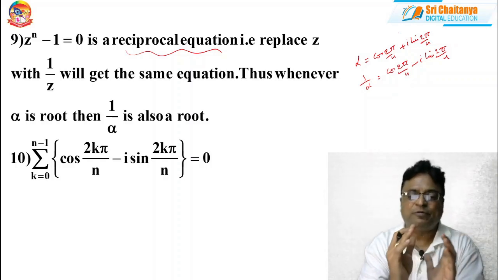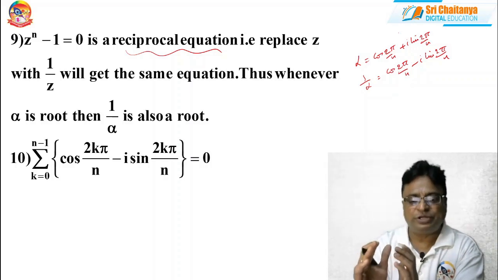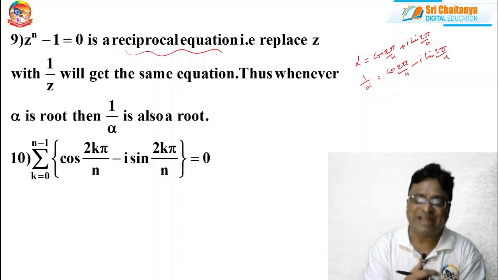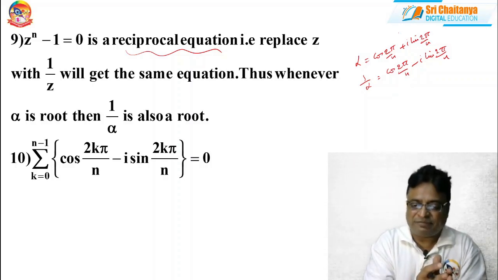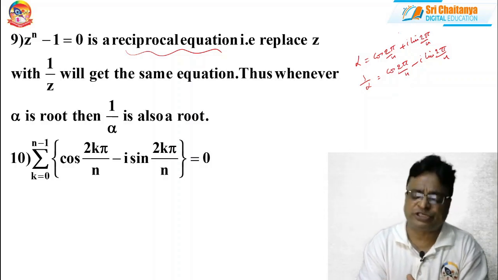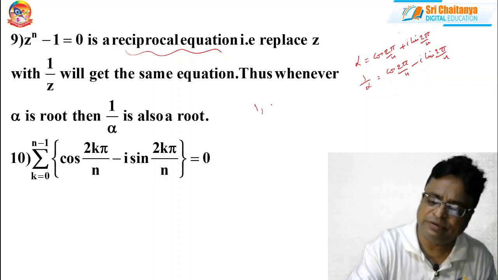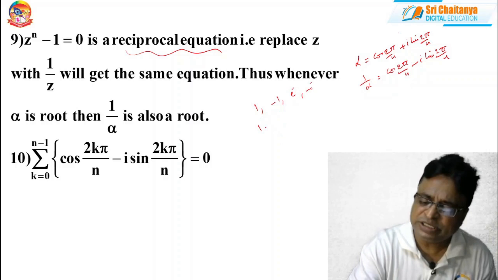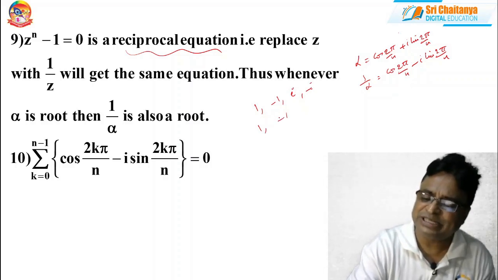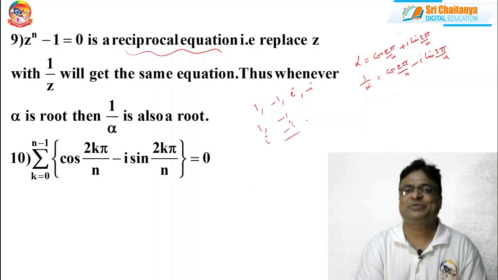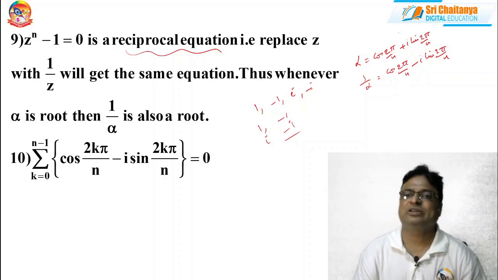So whenever cos 4 pi by n plus I sin 4 pi by n is a root, then cos 4 pi by n minus I sin 4 pi by n is also a root. For example, what are the fourth roots of unity? 1, minus 1, I, minus I. If 1 is a root, then automatically minus 1 is also a root. If I is a root, then automatically its reciprocal, that is minus I, is also a root. That's why, if alpha is a root, then 1 by alpha is also a root.